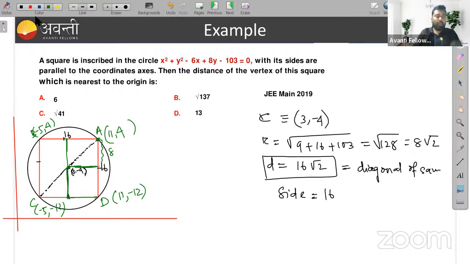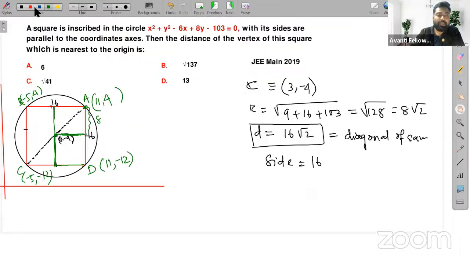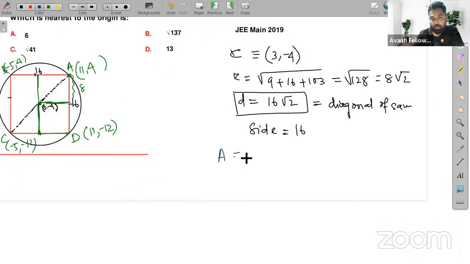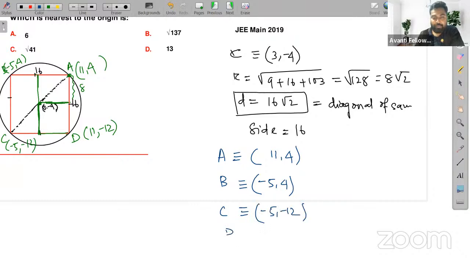Okay, so we got the coordinates of all the vertices of the square. Coordinate of A is 11, 4, coordinate of B is -5, 4, coordinate of C is -5, -12, and coordinate of D is 11, -12. Don't look at the coordinate axis, I have taken it only to help you understand, because all the sides are parallel to the coordinate axis. We can move our points and find the coordinates of all the vertices.